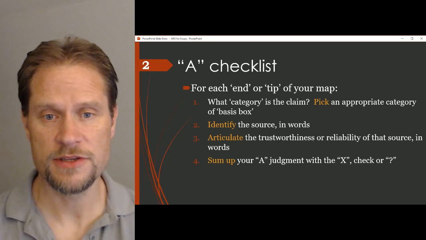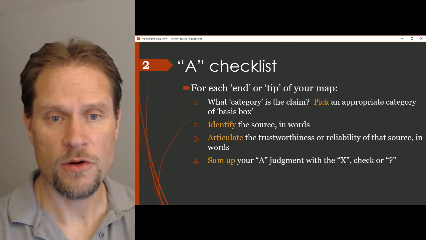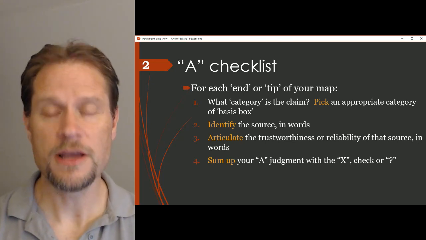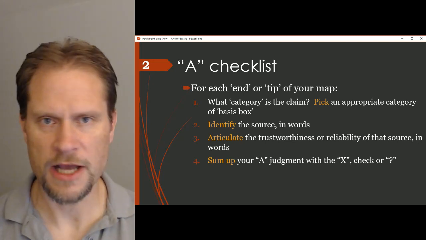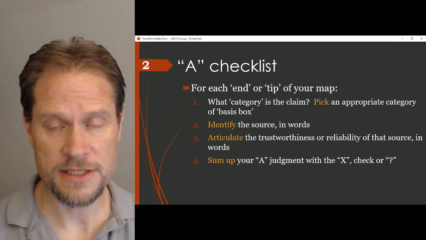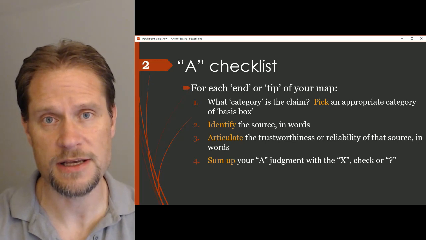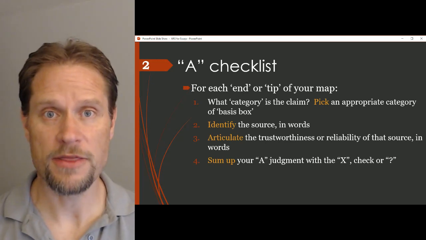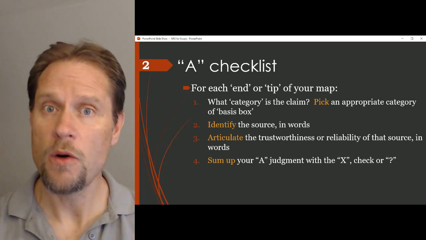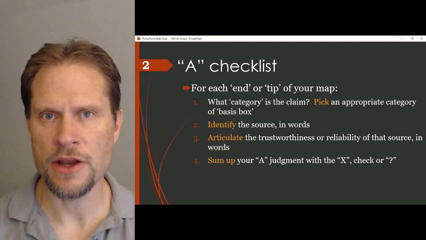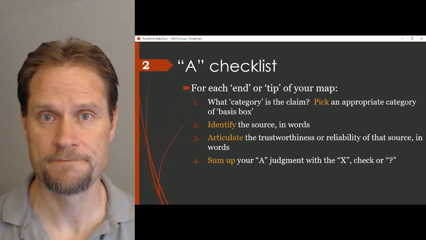Okay? And you obviously want to sum up that A judgment overall, the words that you put in there, with an overall X, check, or question mark, and hopefully, for every tip of your essay's argument, you want a check mark, right? But don't just put a check mark because, well, I need one there. If, as you articulate it, you're wondering about the reliability or trustworthiness of that source, and you're thinking maybe this is a question mark, then maybe we have to think about adding another green box underneath it that's more acceptable on its own, or trying to find another source that would be more trustworthy that will still say the same thing as what's in the green box.